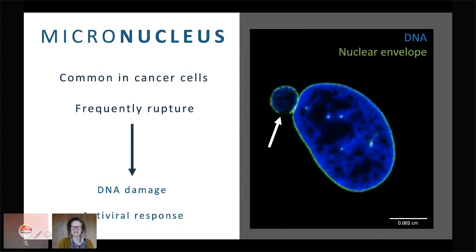And so understanding exactly what micronuclei are doing in cancer cells and how they form is really important for understanding how we can treat cancer patients. And so despite our knowledge about some of the negative effects of micronucleus rupture, there's still a large gap in our understanding of how these small structures form.